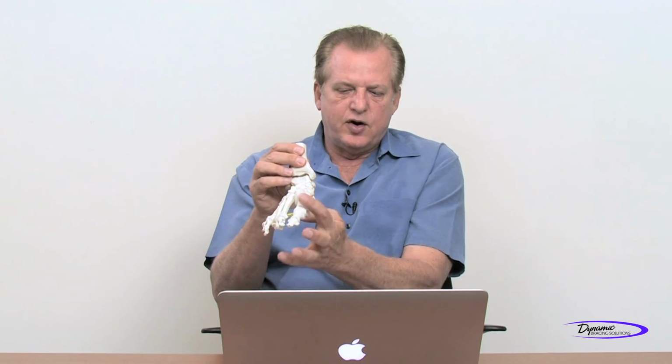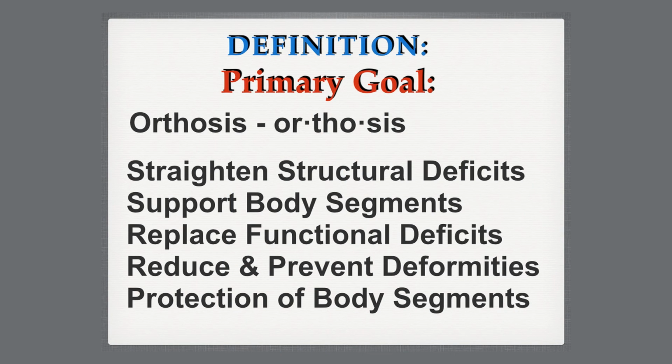We also have an imbalance of muscles that may draw an arch up, like for a pes cavus. So we need to figure out, okay, how do we need to counter that? Those are things that we need to reduce and prevent deformities with an orthosis. So then the other is protection of body segments.